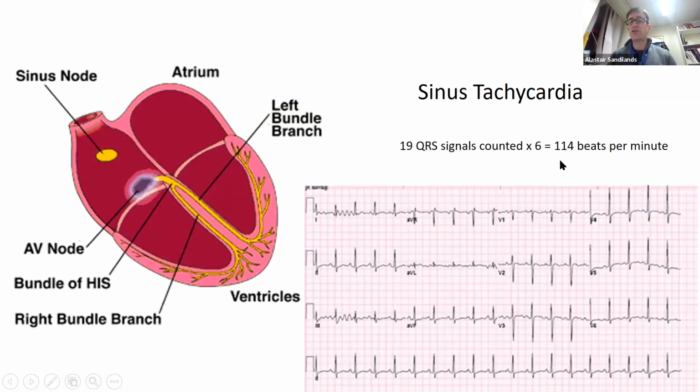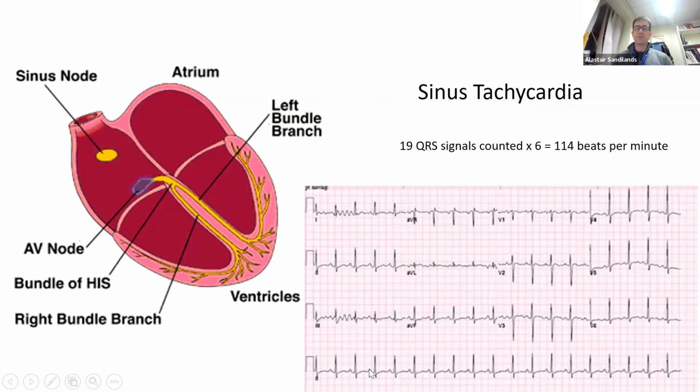We're looking at around 110 to 120 beats for it to be classed as a tachycardia. And one of the ways of looking at this is to count the number of QRS signals in the rhythm strip, which is 10 seconds, and then times that by 6 to get your number of heartbeats per minute. So this is an example of sinus tachycardia.